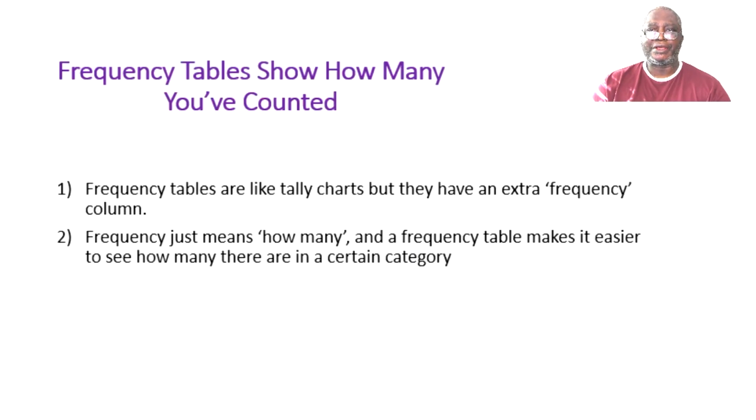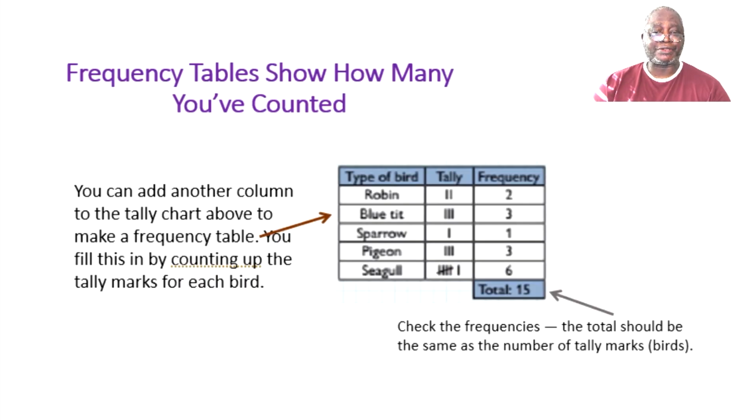Once you've done the tally, you have to produce a frequency table. Frequency tables are like tally charts, but they have an extra frequency column. Frequency just means how many, and a frequency table makes it easier to see how many there are in a certain category. You remember, frequency is one of the keywords we have to learn about. So we've learned about tally, frequency and chart. You can add another column to the tally chart above to make a frequency table.